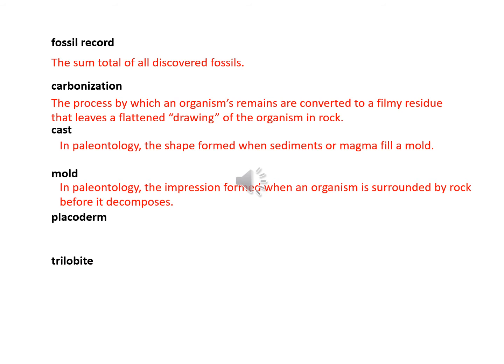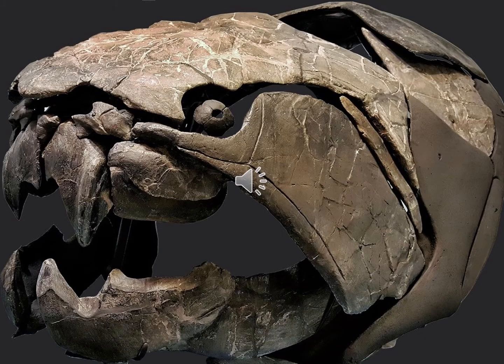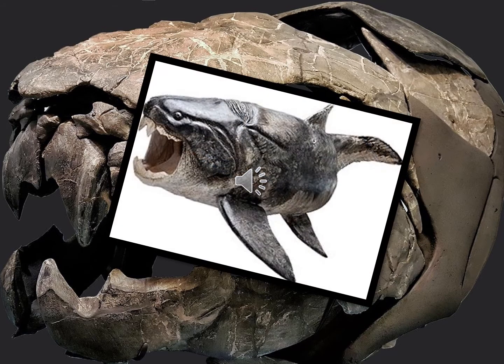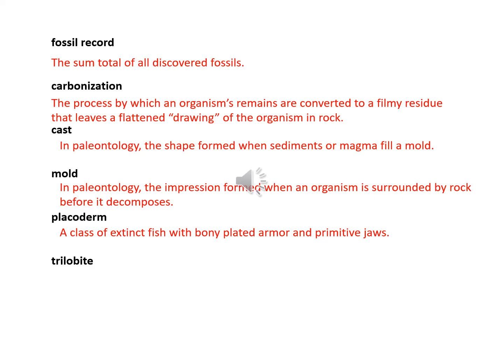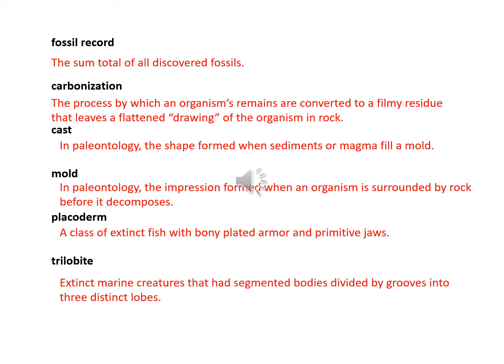A placoderm is a class of extinct fish with bony plated armor and primitive jaws. Here's a photograph of a placoderm fossil and an artist's concept of what a placoderm may have looked like. A trilobite is an extinct marine creature that had a segmented body that was divided by grooves into 3 distinct lobes.